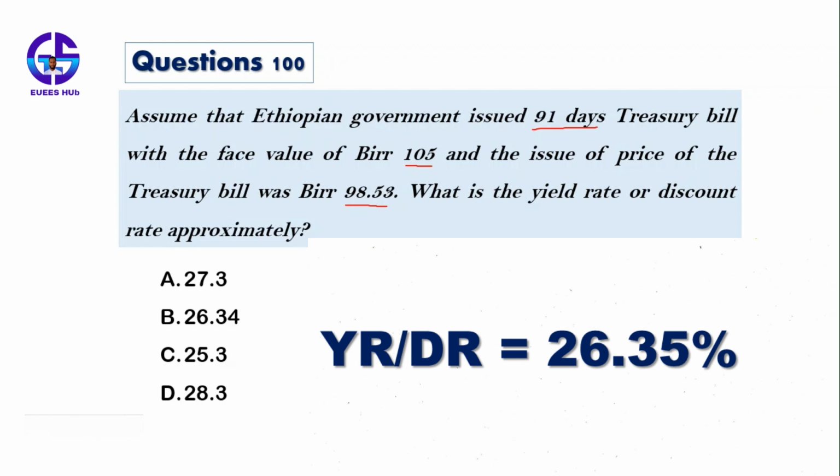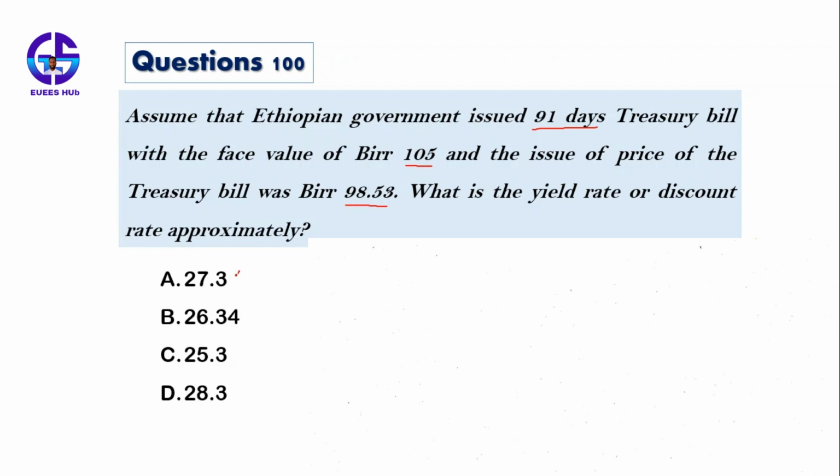Therefore, the yield rate or discount rate for this case is approximately 26.35%. We need a result close to this, so the others are not correct. Therefore, the correct answer for this question is: if Ethiopian government issued 91 days treasury bill with the face value of birr 105 and the issue price of the treasury bill was birr 98.53, the yield rate or discount rate is approximately 26.34%. So this is the correct answer.